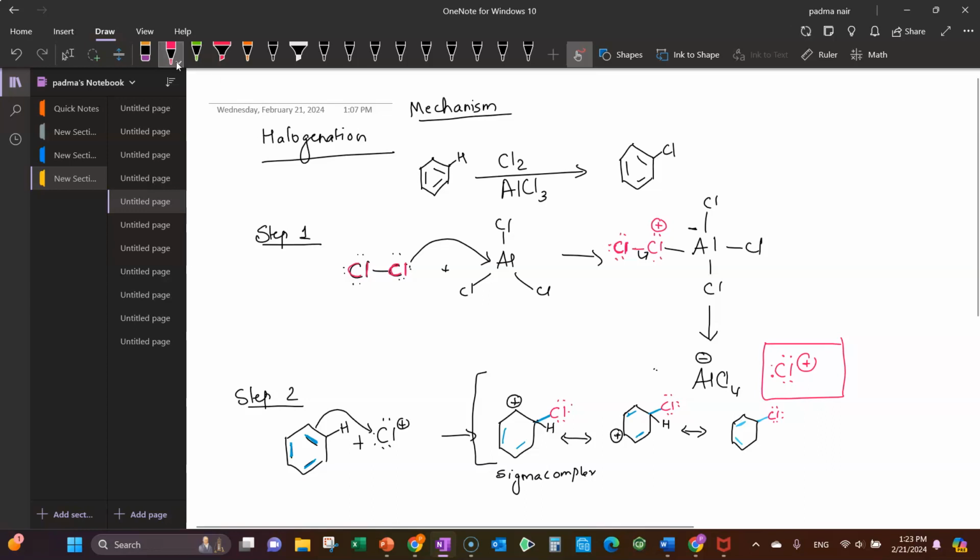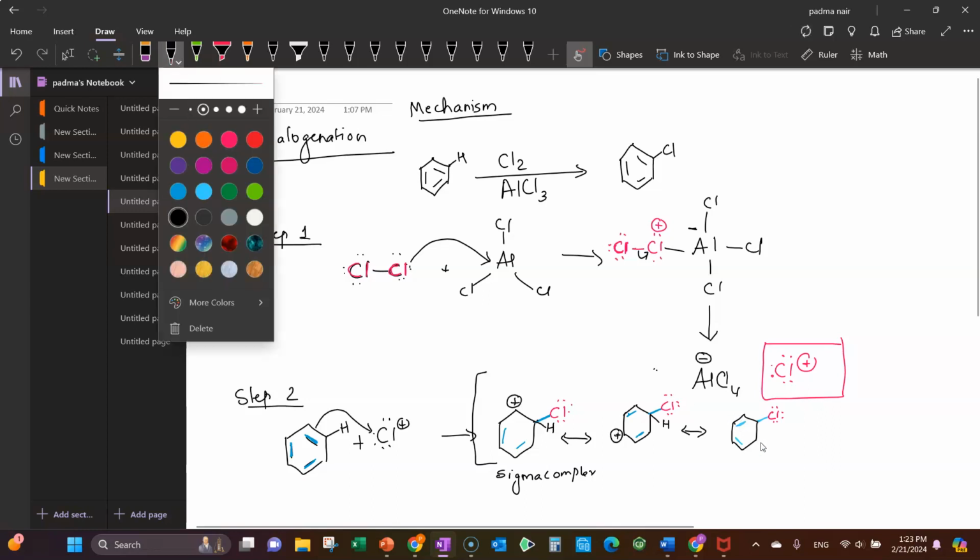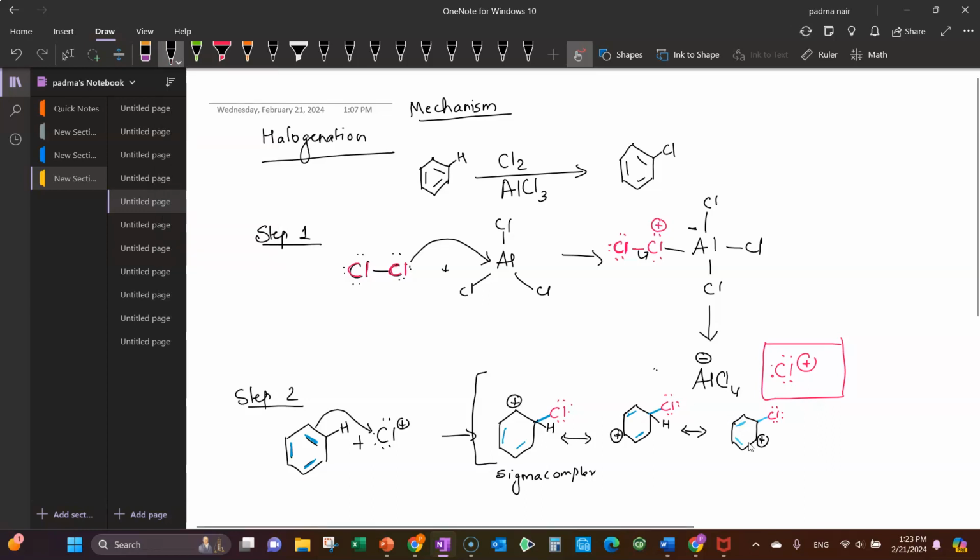Okay. And the positive charge would be now at this carbon atom, right? I will still keep my hydrogen. So these are the three resonance structures which stabilize the sigma complex. So we can think that benzene opens up its pi bond to make a bond with chlorine, loses its aromaticity, but at least it is being stabilized by the different resonance structures of the sigma complex.